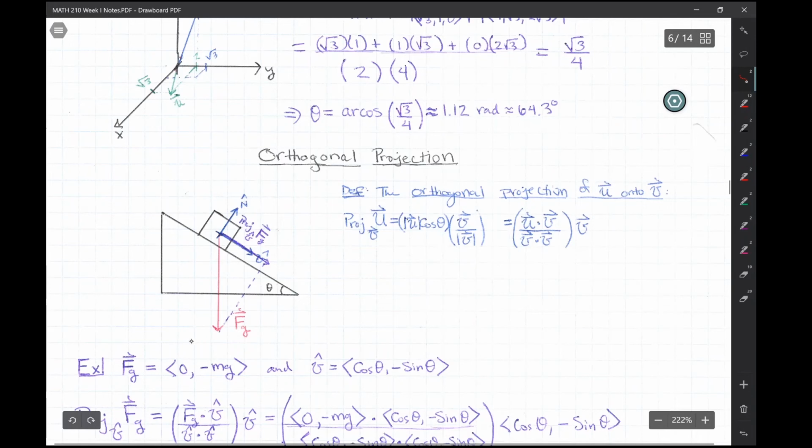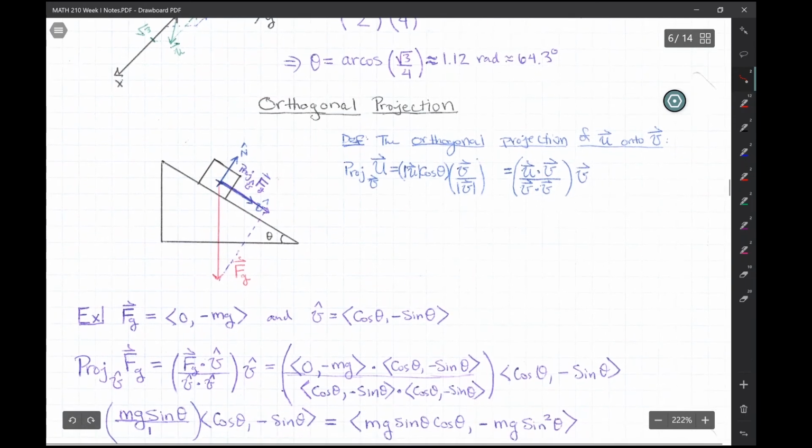So you want to know what the shadow is that the force of gravity would leave in a direction that's along the slope. So we have this vector v hat, and the question is asking us to take the force of gravity, which is 0 minus mg, because you're pointing down, and project it onto this unit vector that's in the v hat direction. Well, we're going to use this formula here, which is equivalent to this.